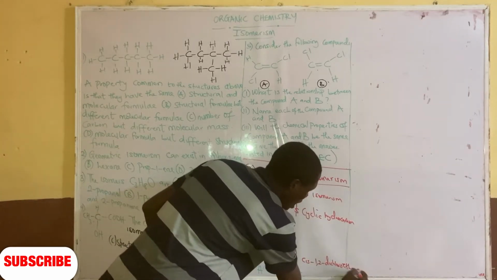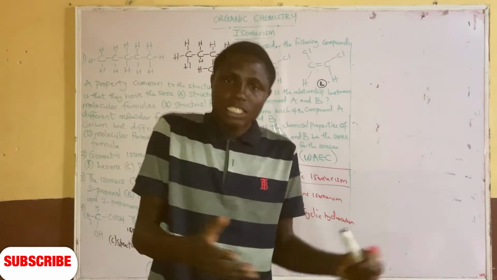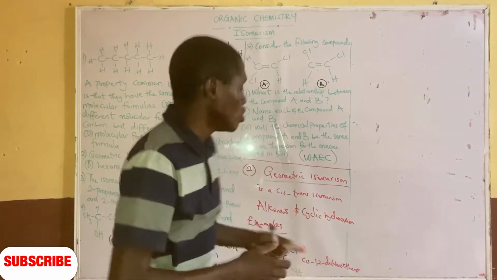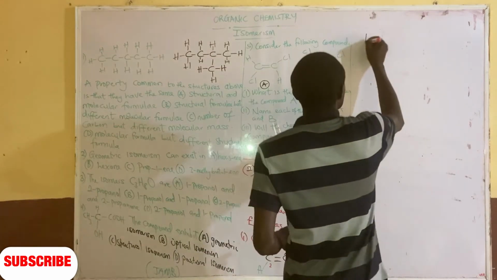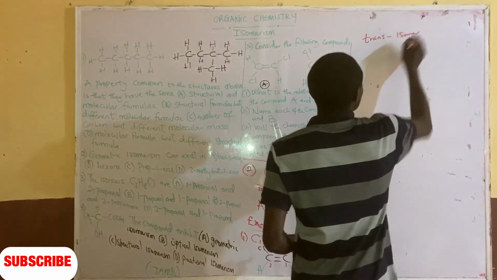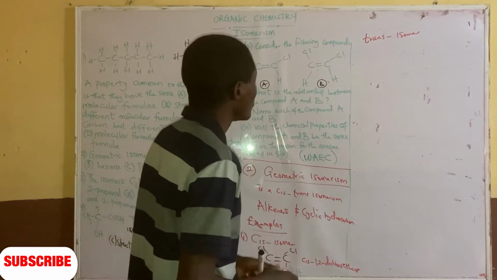So now why is it cis? It's because the same atom, the chlorine, is on one side of the compound. So we call that type of isomer cis isomers. We have trans isomers, which is another type of geometric isomerism that we have.